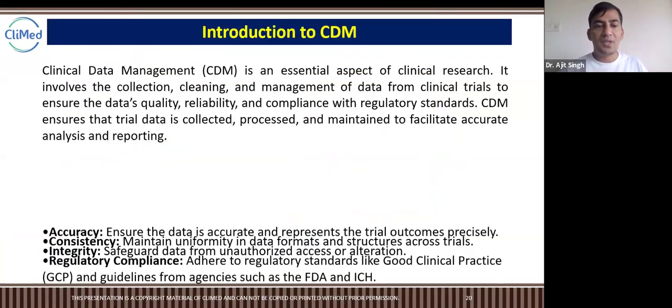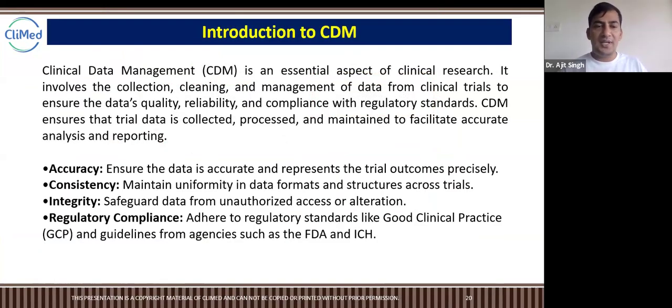Okay. Now, if I just talk about the CDM, the CDM is the essential task.